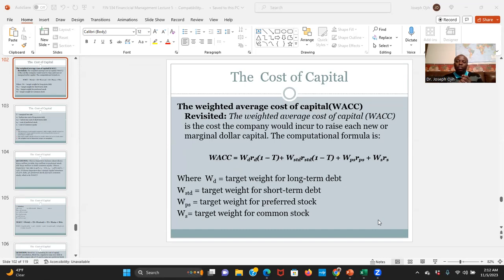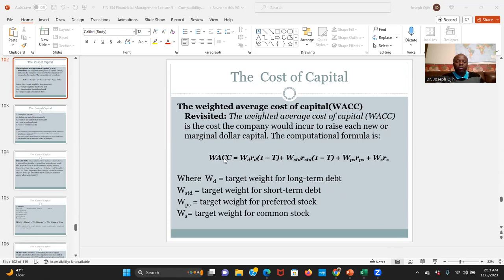So the one we did before in this class uses a method that is a little bit different from that. Remember that the weighted average cost of capital, which I gave the acronym WACC, simply means the cost the company would incur to raise each new or marginal dollar of capital. For the type of problem I'll be solving tonight, we'll be using this formula here.